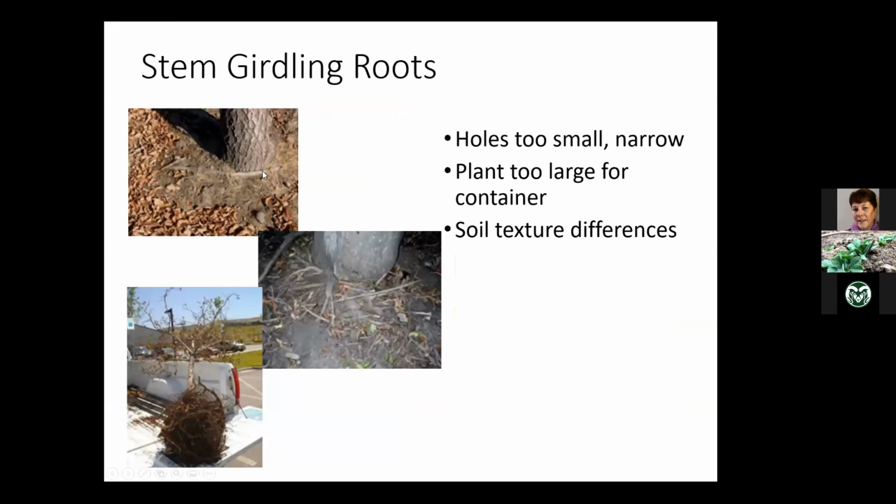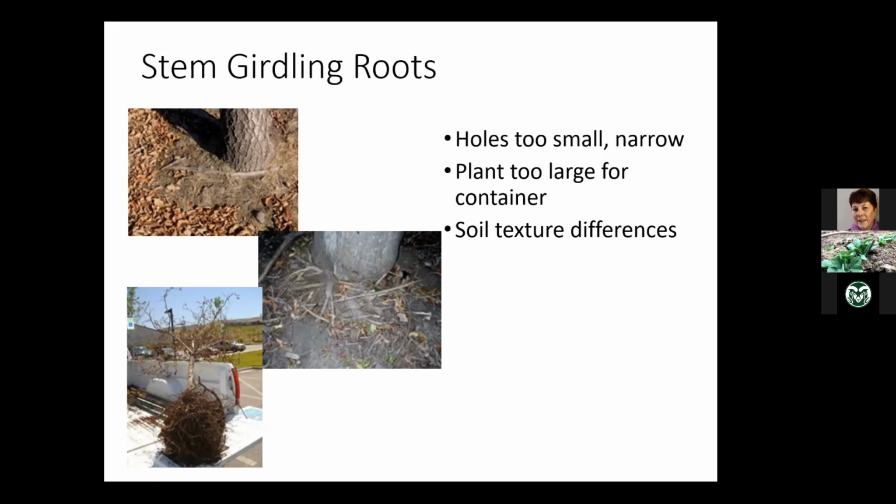So stem girdling roots, these are when we can see these roots growing around the tree. You can see that in this picture in the middle as well. In this lower picture, you can see the roots have just kind of grown around and around this particular tree. Oftentimes if people are purchasing plants that have been in the pot too long, there could be the potential for those roots to grow around that pot. And then if they don't get spread out or pruned a little bit before planting, they'll just continue to grow around and around because that's all they know. It could also be that the planting hole is too small and narrow, so there's no room for those roots to start spreading out.